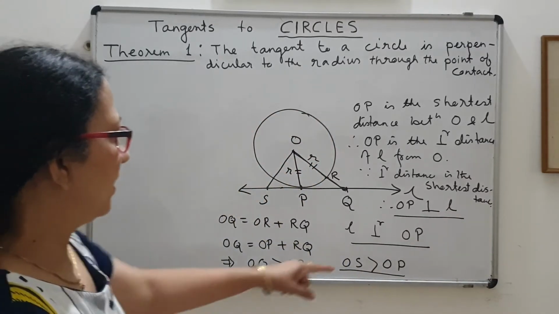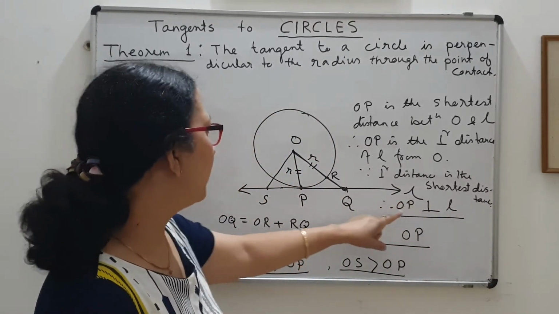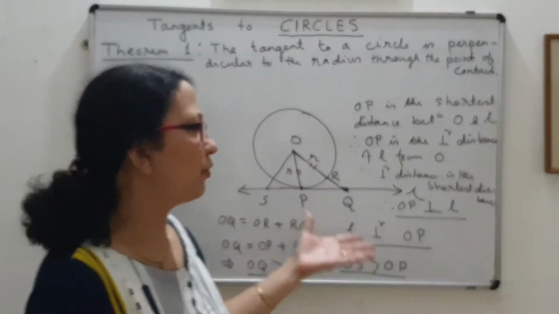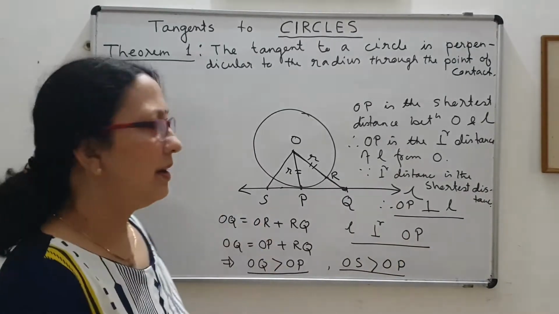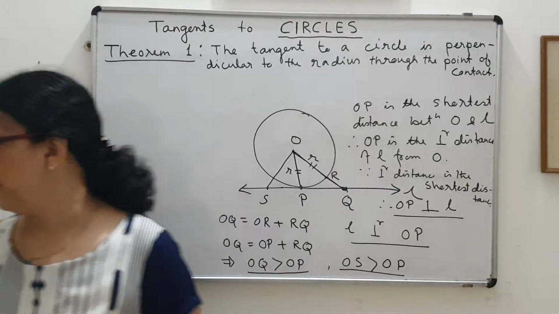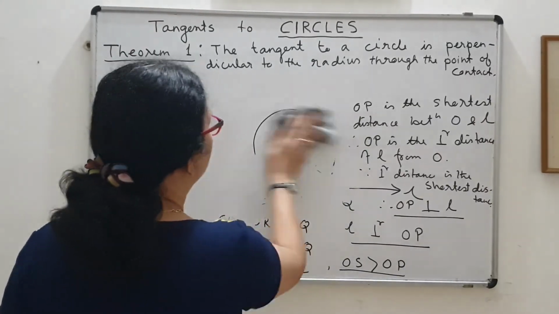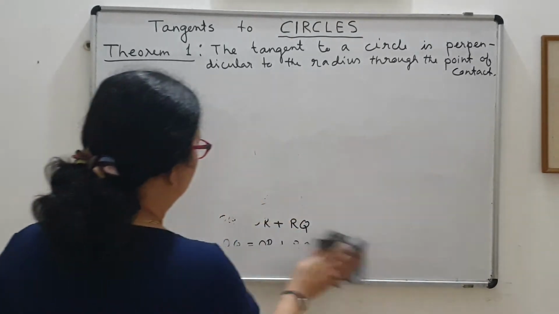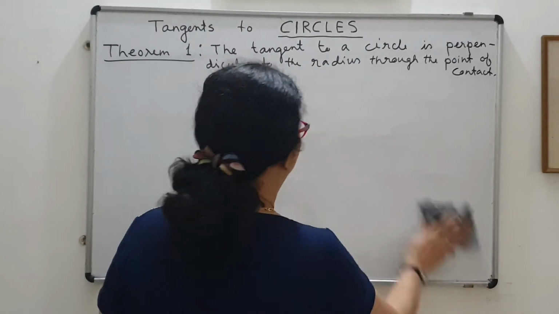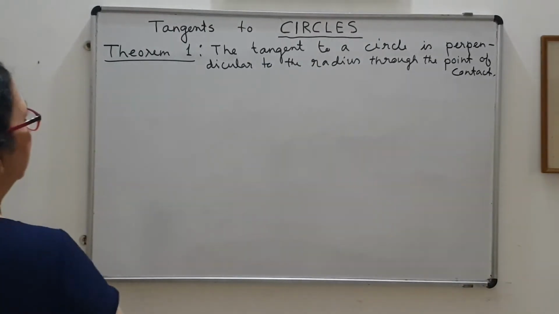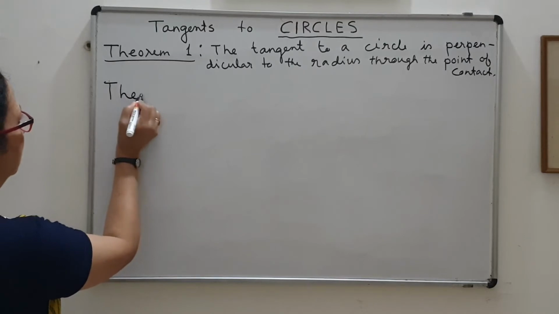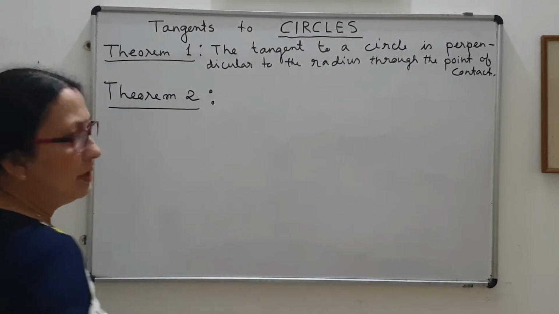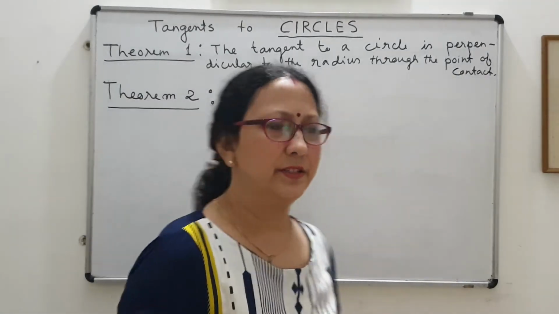So hence it is proved. That is, the tangent L line is perpendicular to the radius. OP is the radius to the point of contact P. So in this way we give the proof of the first theorem. Now let us come to the second theorem. Theorem 2 is about the length of tangents.